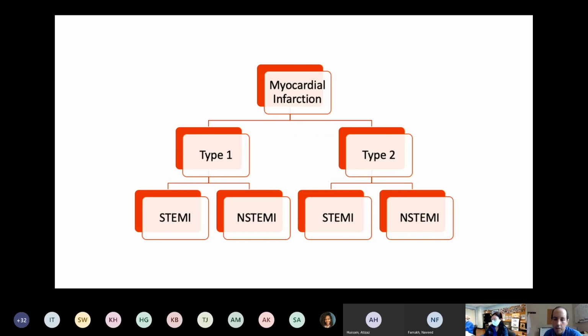You first need to recognize they're having it. You then start them on antiplatelets and anticoagulants. You try to change their hemodynamics to the best of your ability in order to decrease the stress on the heart. And then finally, you revascularize them. If it's a STEMI, it's going to happen urgently. If it's an NSTEMI, it will happen at a later time.